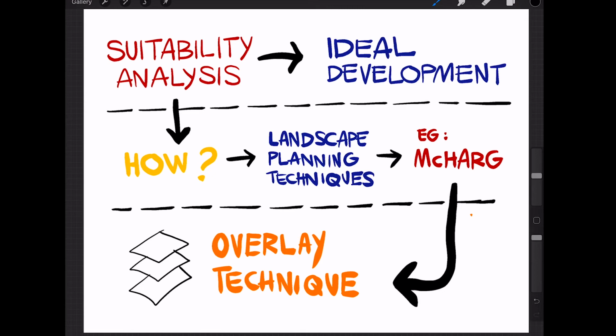So suitability analysis is one of the powerful tools to help you gauge the ideal development of the site. How? Since you have learned several landscape planning techniques, you have McHarg, you have Steinitz, you might have LESA, you might have LCA and whatnot. For example, if we take McHarg, McHarg actually coined the term suitability analysis to be done in landscape planning and design. It is via the overlay technique.